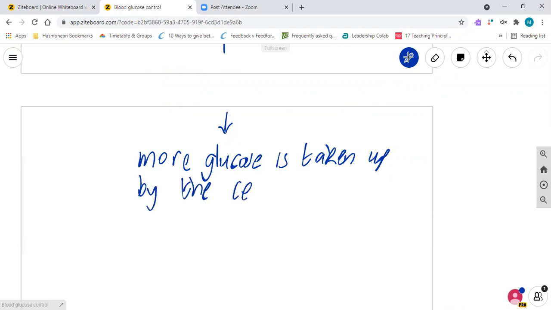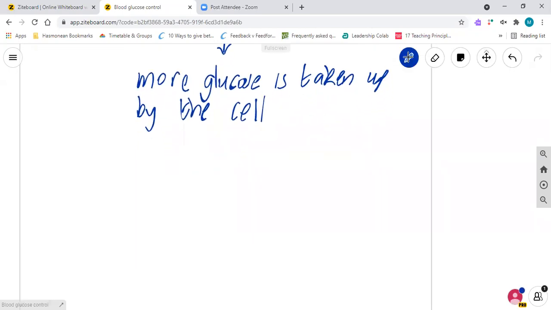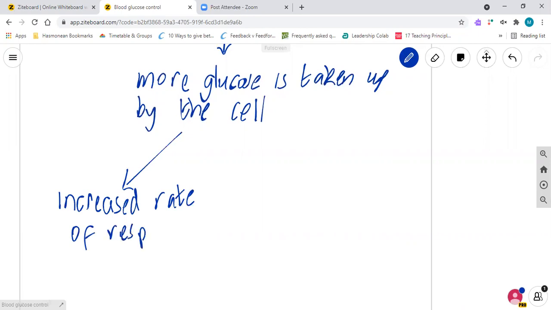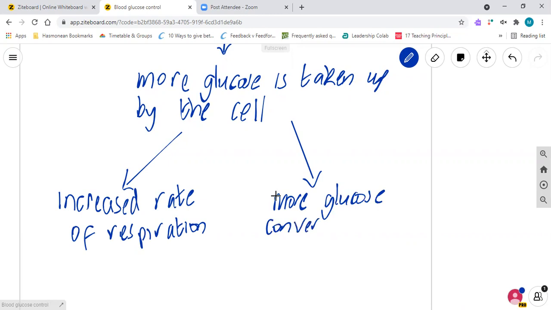And there are going to be different things that happen as a result of this. The first thing that happens is we get an increased rate of respiration. So the cells actually respire more. And the second thing that happens is that we get more glucose converted to glycogen.